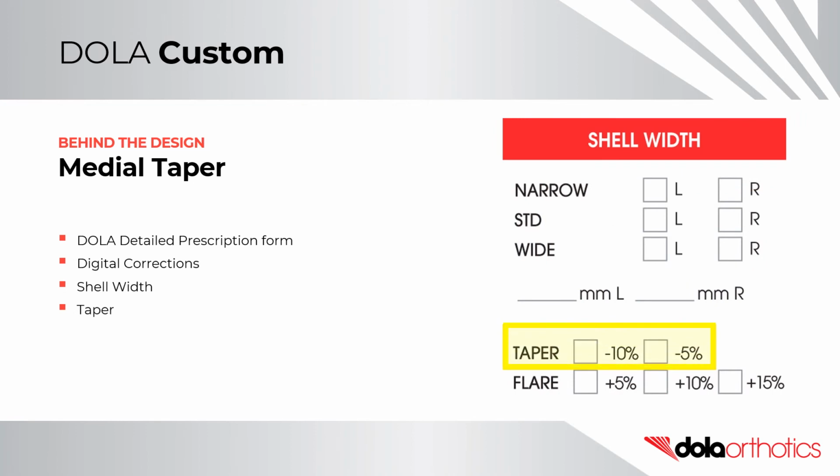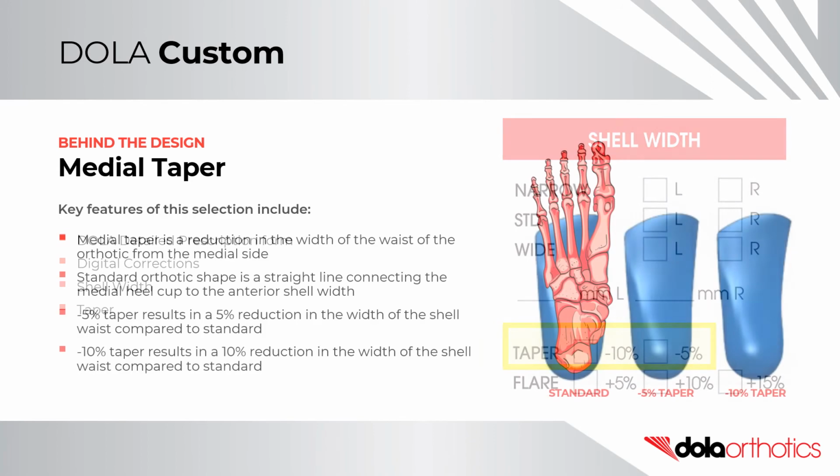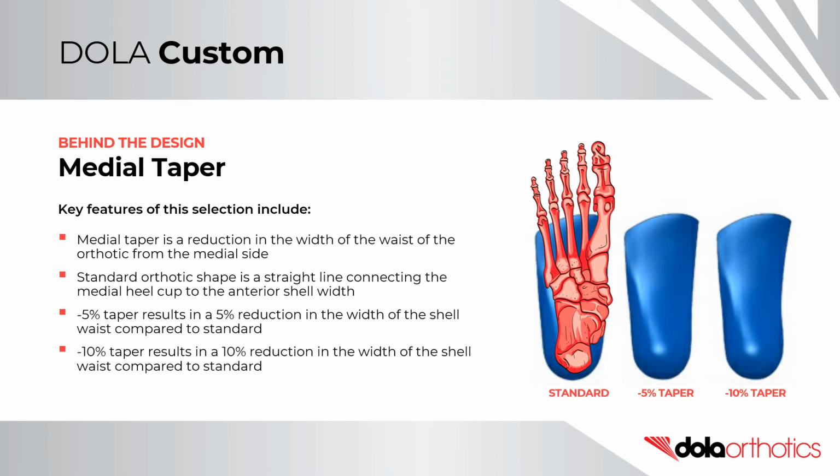They selected a taper from the shell width options in the digital corrections section of the DOLA detailed prescription form. A medial taper is a reduction in the width of the waist of the orthotic from the medial side. The standard orthotic waist dimension is determined by a straight line from the heel cup to the anterior shell width. A 5% taper will result in a reduction of the waist of the orthotic by 5% compared to standard. A 10% taper will result in a reduction of the waist of the orthotic by 10% compared to standard.